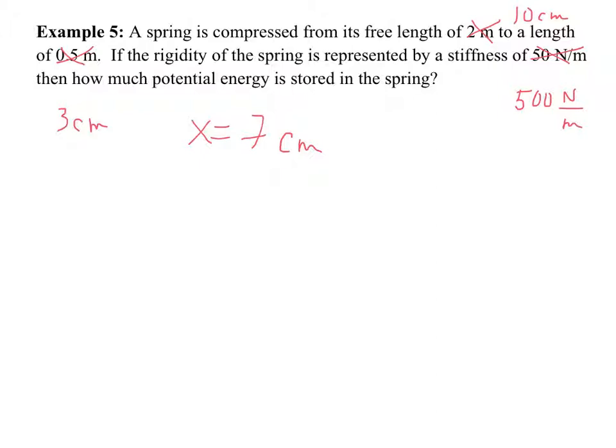What is K? Good. And besides the fact that the problem says it has a spring stiffness, which is really what K is, you could also look at the units. You can see newtons per meter. Okay, you can look at the units.